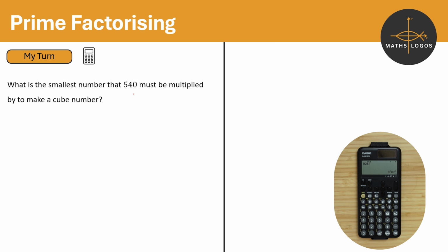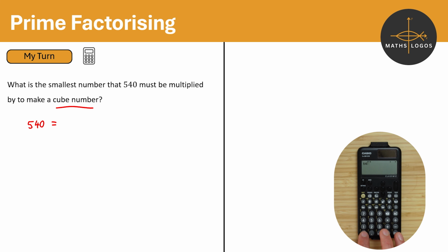What is the smallest number that 540 must be multiplied by to make a cube number? Now remember, we know what we should expect when we're looking at a cube number. All of the prime factors must be raised to a multiple of 3. So let's see what 540 is as it currently stands, and then we can make a decision what we need to do to turn it into a cube number.